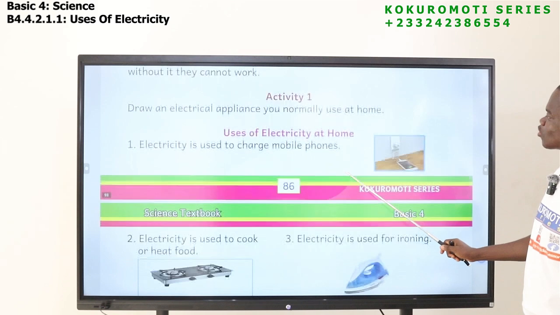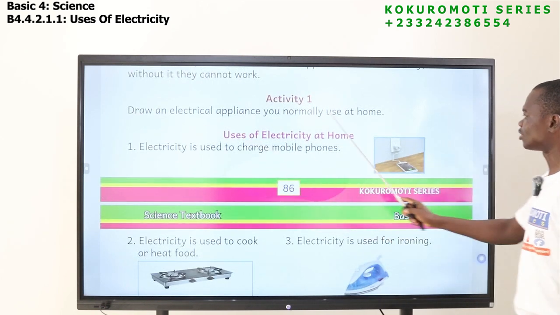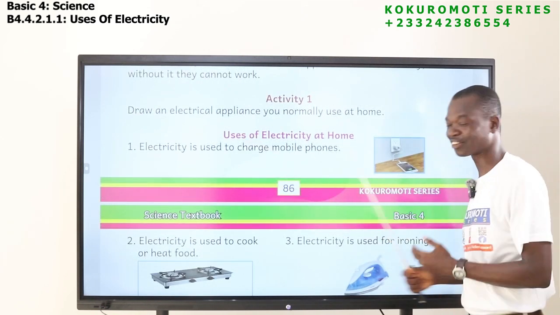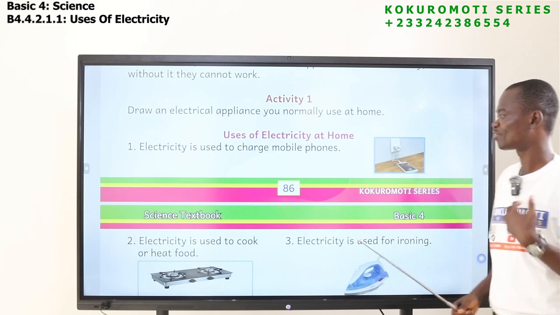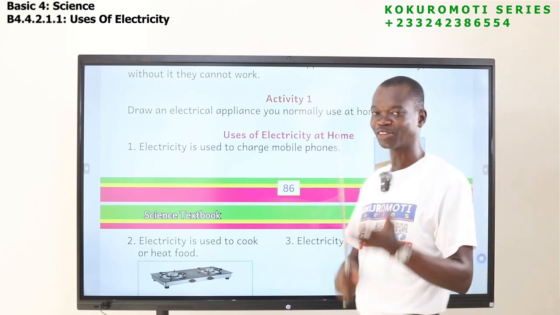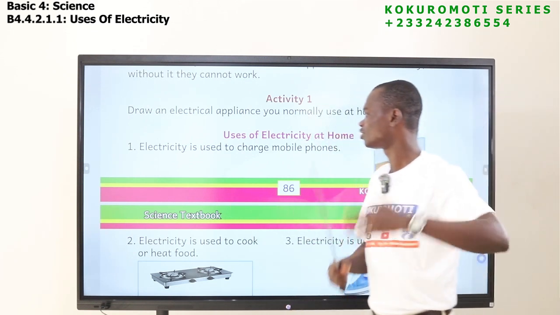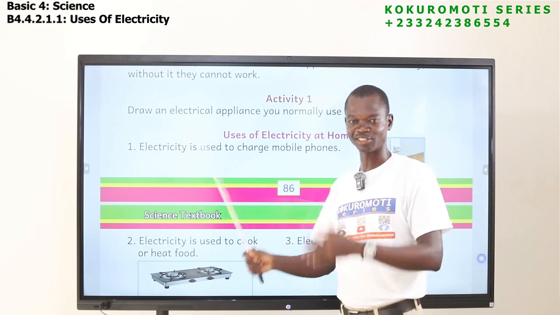So we have drawn the first one. Draw an electrical appliance that you normally use at home. So we use iron and we have drawn that. That is what I mostly use, I don't know about you. So if you also use a different thing, draw it.